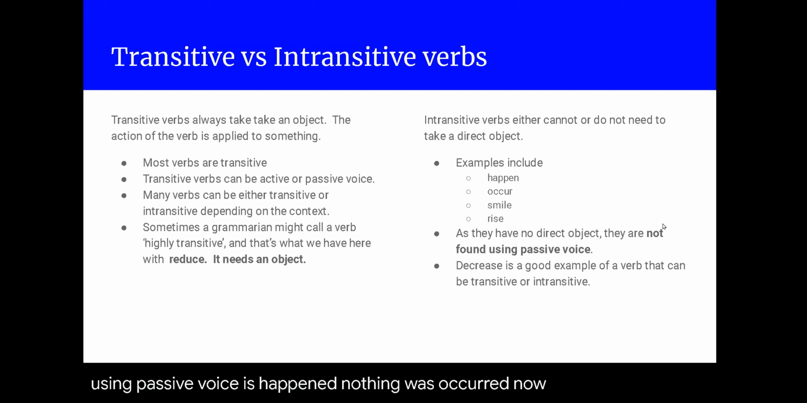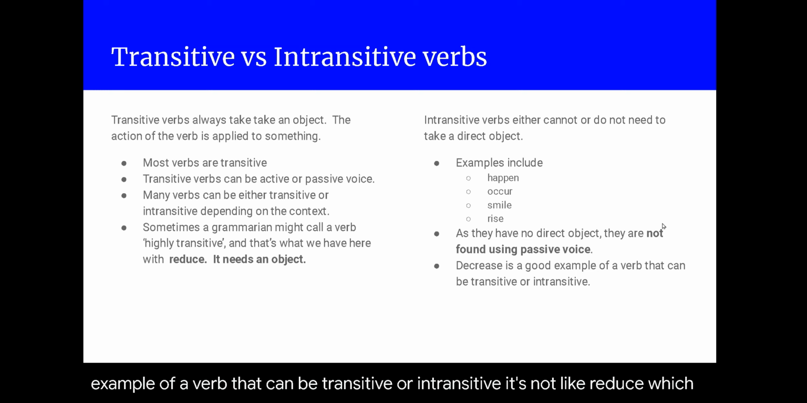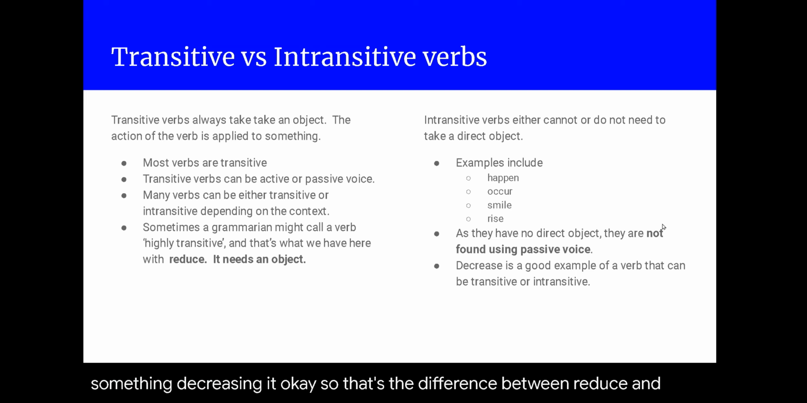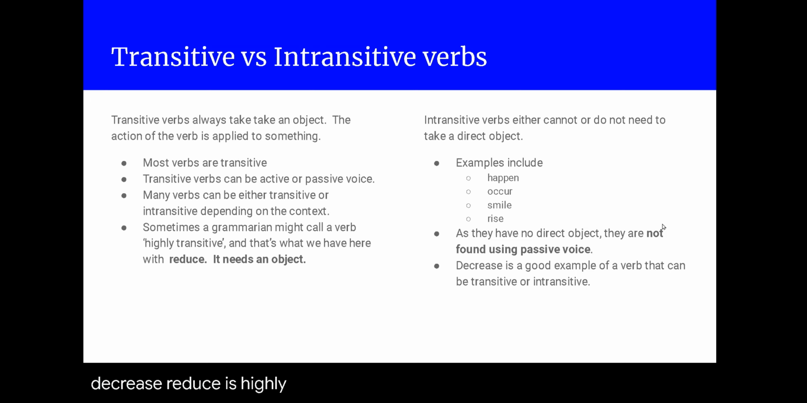Now, decrease is a good example of a verb that can be transitive or intransitive. It's not like reduce, which needs an object. Things can decrease all by themselves, without an actor, without something decreasing it. Okay? So that's the difference between reduce and decrease. Reduce is highly transitive, decrease is not.